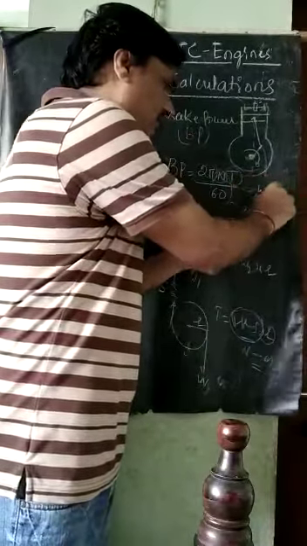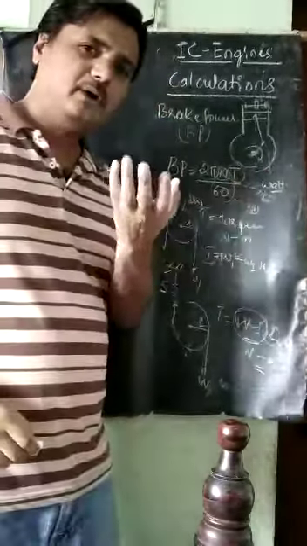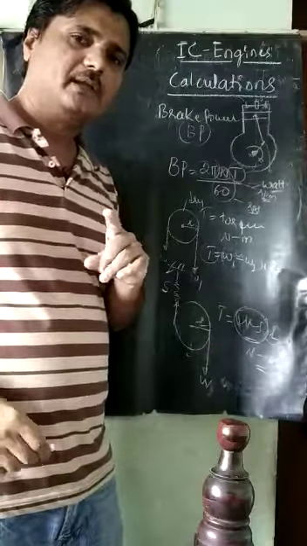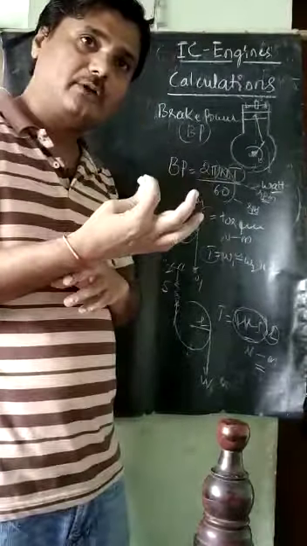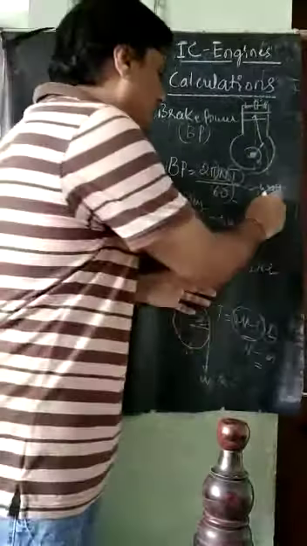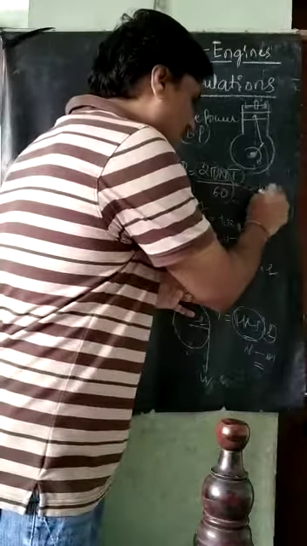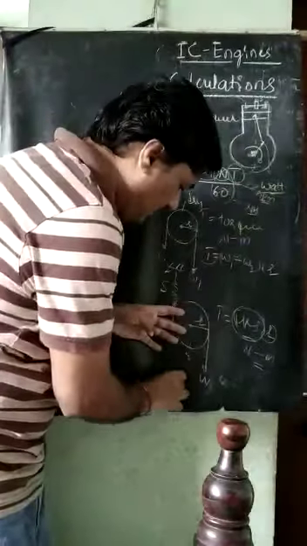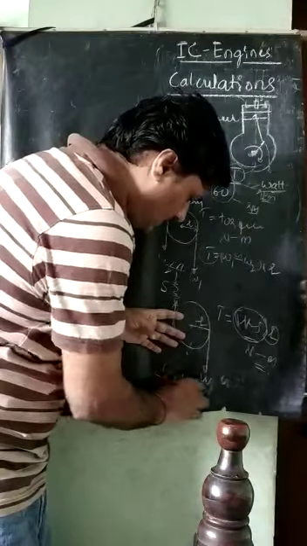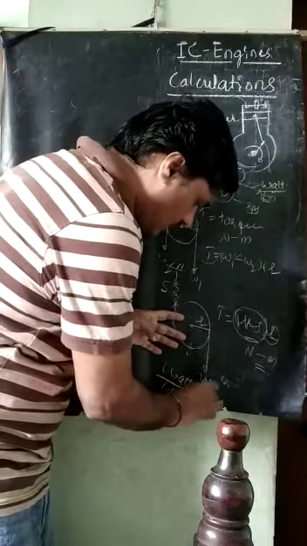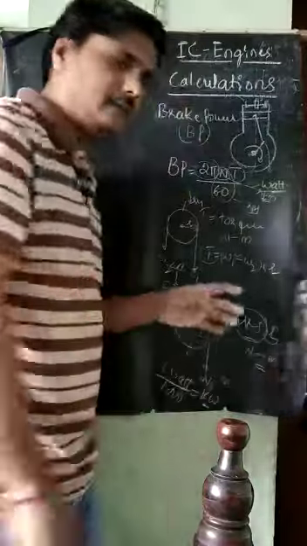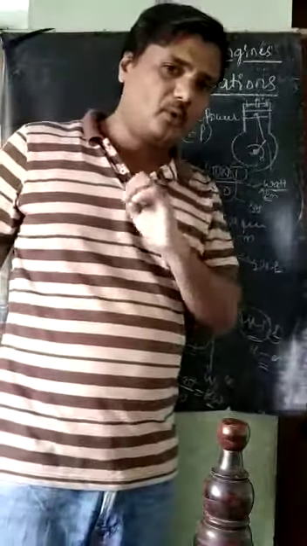Here it is in terms of watt. Whether it is IP or BP, we are getting it in terms of watt. If we convert it into kilowatt, what has to be done? We have to divide by 1000. Watt divided by 1000 will become kilowatt in this case.